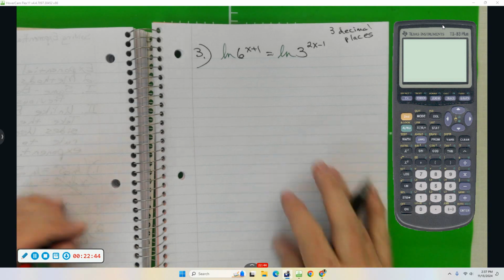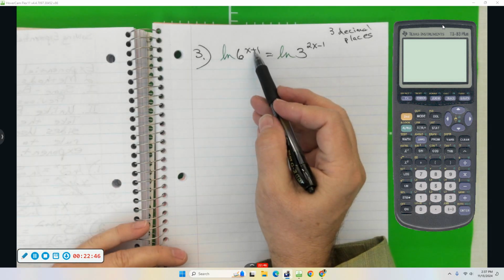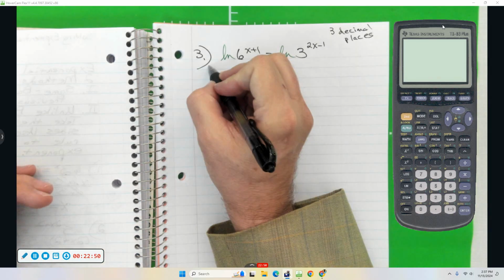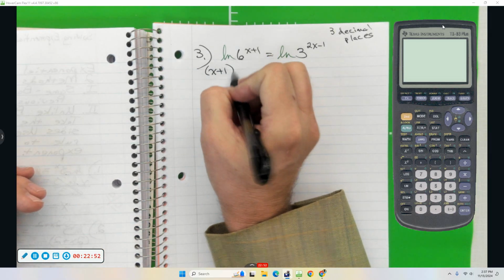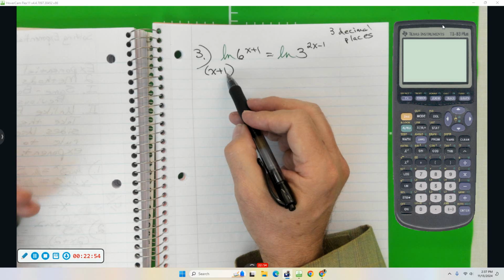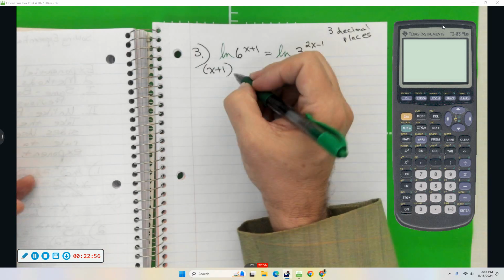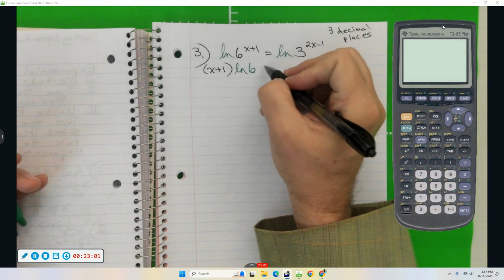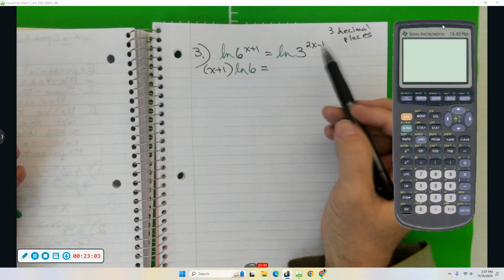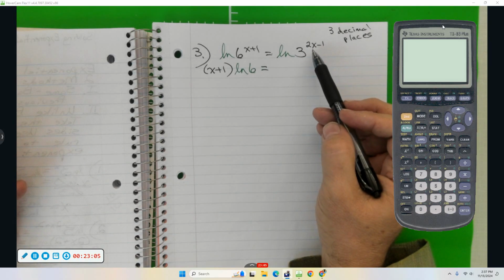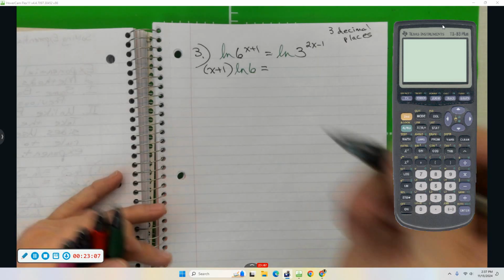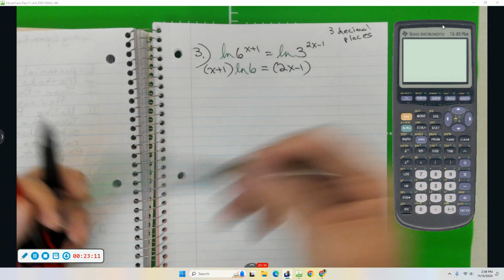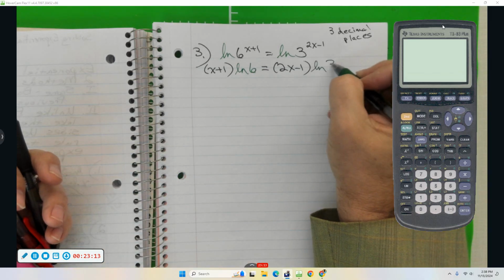We then use the power rule. We pick the x plus 1 and move it down. So it's x plus 1. And since it's multiple terms, notice how I'm enclosing it in parentheses again. So x plus 1 times ln 6 is equal to, I use the power rule of logarithms here, pick up that 2x minus 1 and multiply by ln 3.